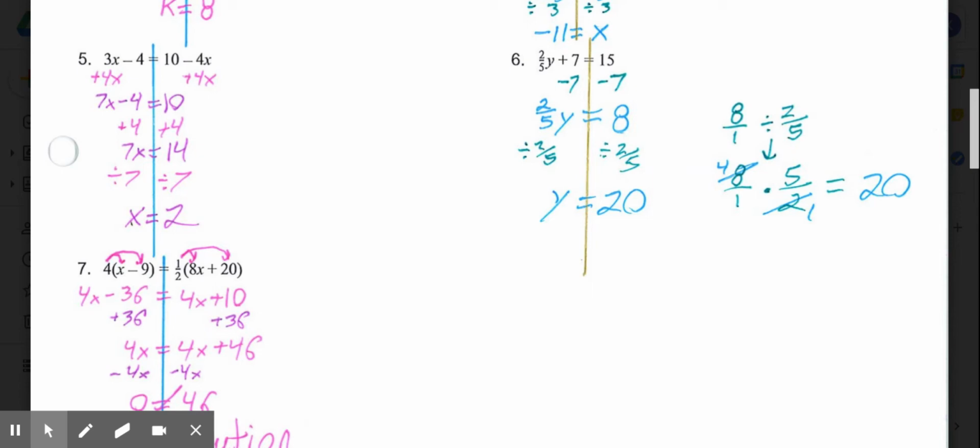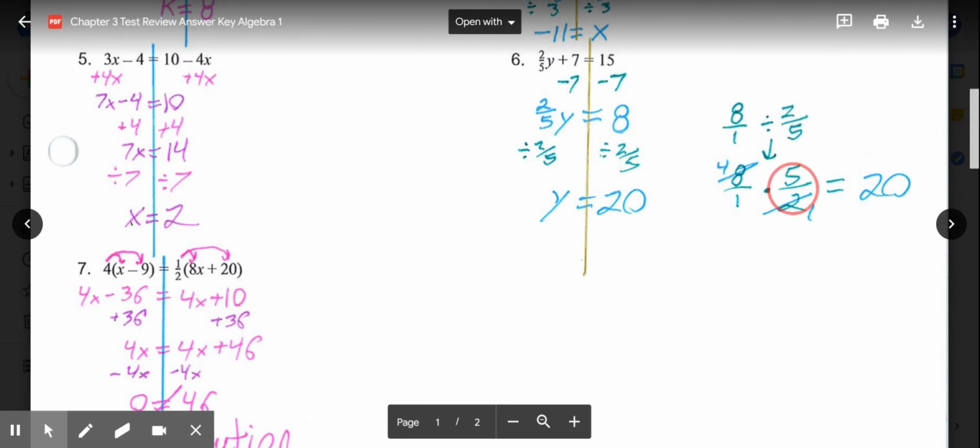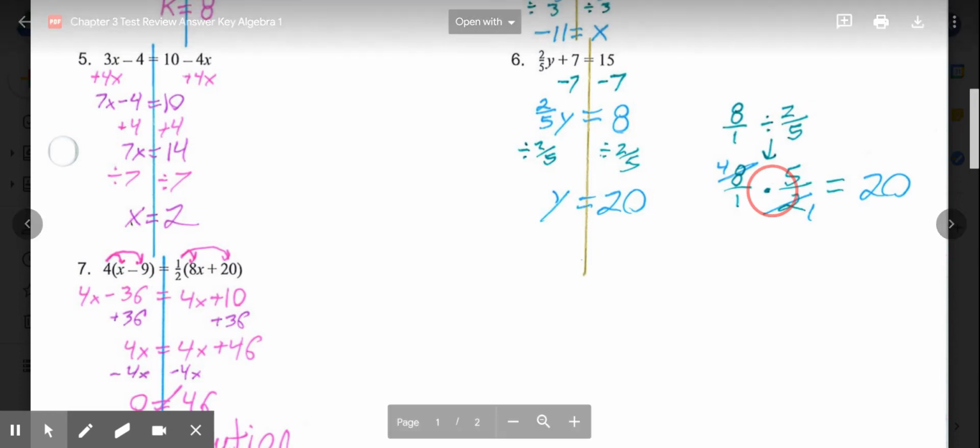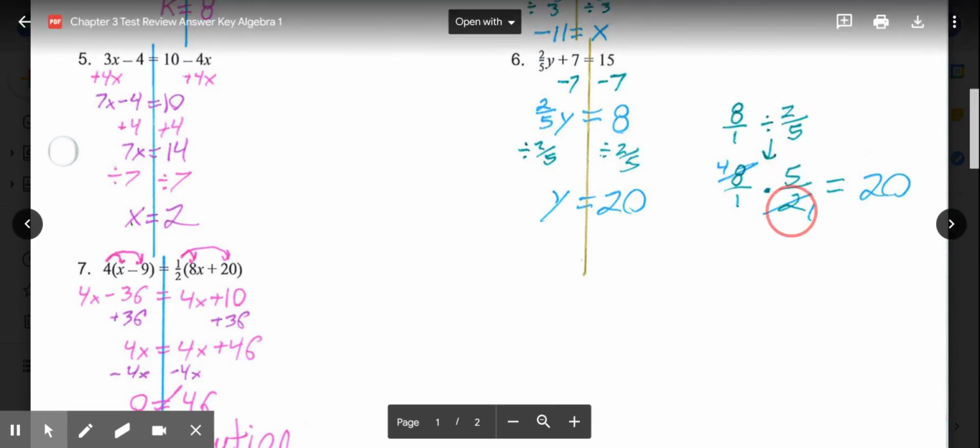Now, we have to remember the rule for dividing fractions. If you're going to divide a fraction, you change the division sign to multiplication, and you flip that second fraction. So 8 is the same as 8 over 1. So 8 over 1 divided by 2/5 becomes 8 over 1 multiplied by 5 over 2.